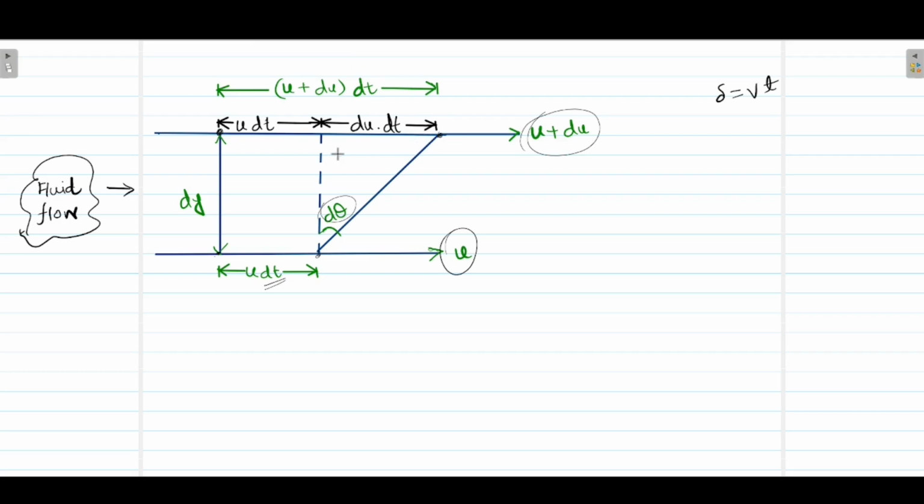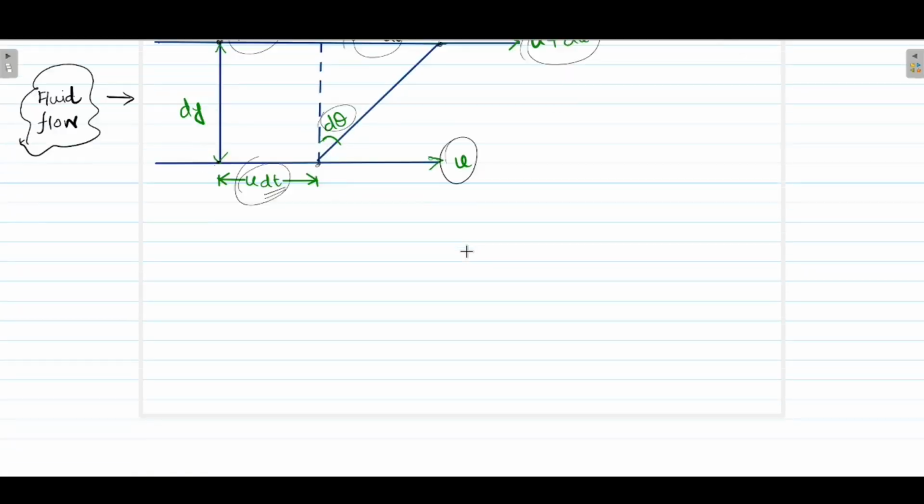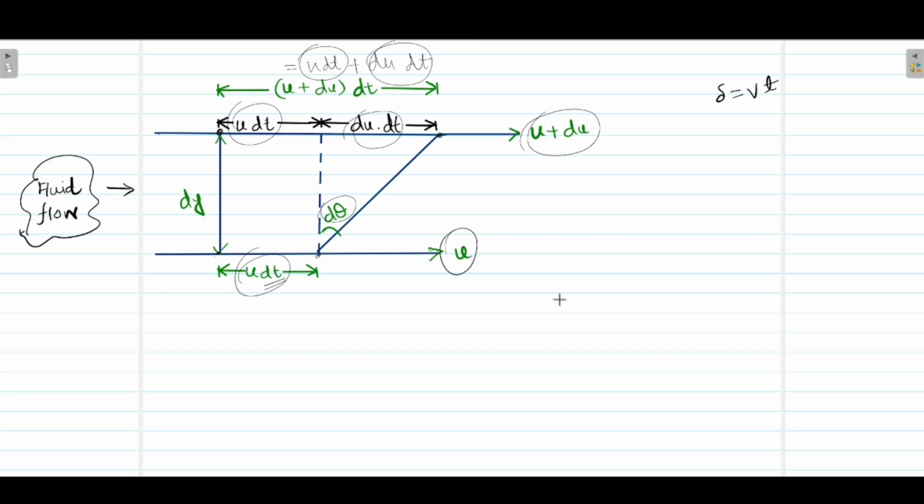Okay, so now as this amount and this much amount are the same, you can see from the geometric or schematic figure, and this amount will remain as du dt. Okay, so if you break it down, you will find u dt plus du dt. So u dt is here, and du dt will be here. Okay, so now I'm going to simply calculate all of the things.